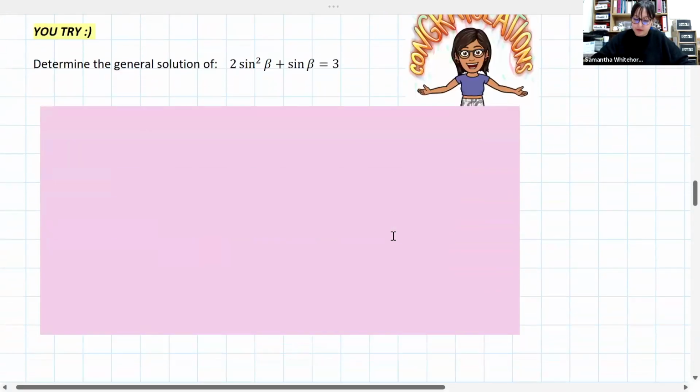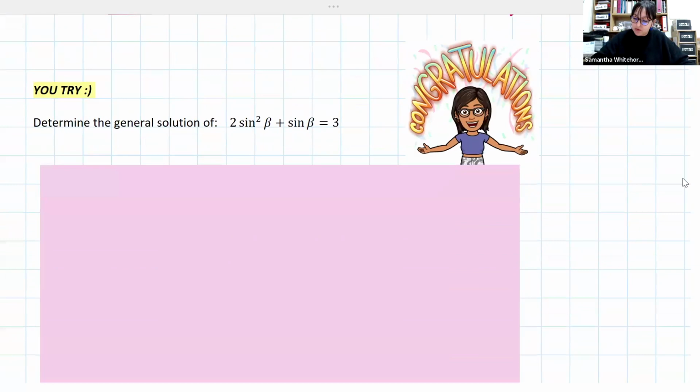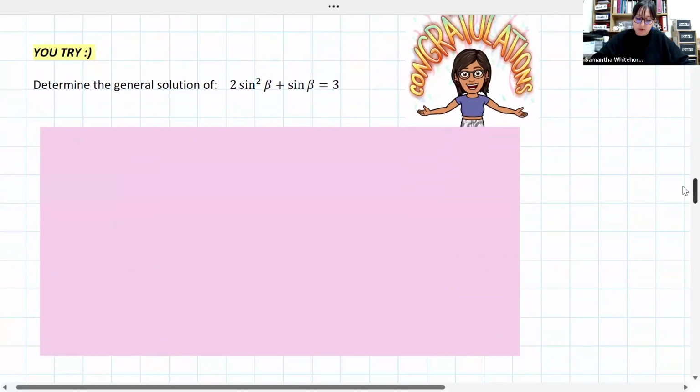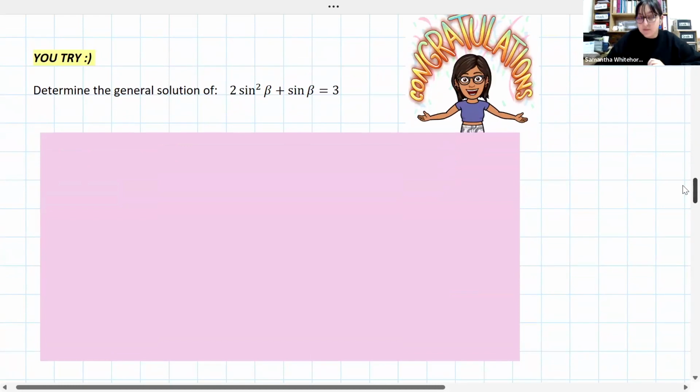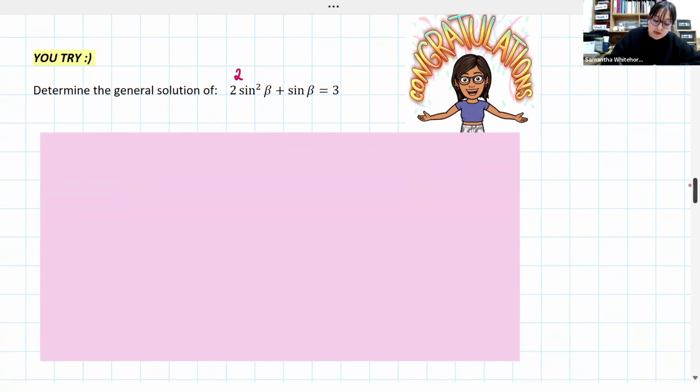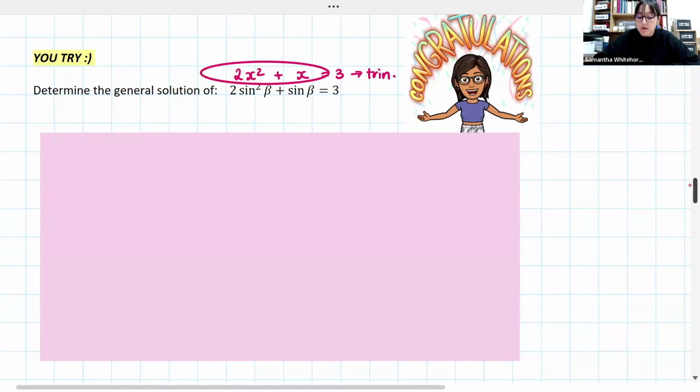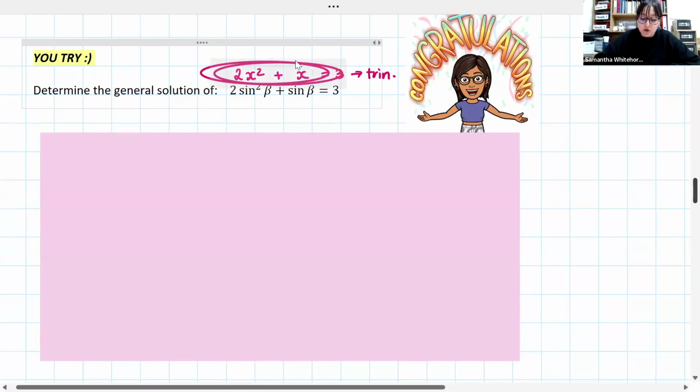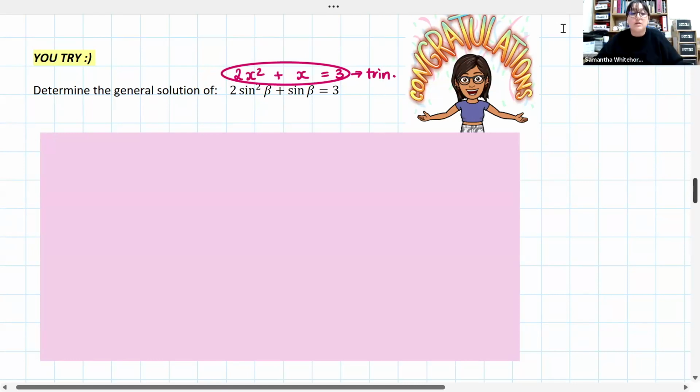Okay. All right, so this is the one I'm wanting you guys to try for me. I'm going to help you out a little bit, because what you should see here is that you've got a 2 sine squared beta plus a sine beta equals 3. So imagine this algebraically as 2x squared plus x equals 3. What you have here is a trinomial or a quadratic expression, so we can factorize. I've said this to you before. If it helps you to think of this algebraically, so if it helps you, cool. If it helps you to think of it in terms of x's in order to factorize and then sub back your sine beta or whatever it is, do it. There's nothing wrong with that.